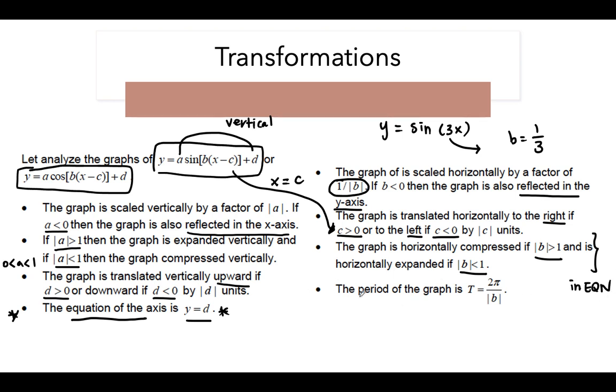Something that's new is that we can find the period of the graph by saying T is equal to 2 pi over b. Let's just represent the period P with 2 pi over b. So this is something that's new.